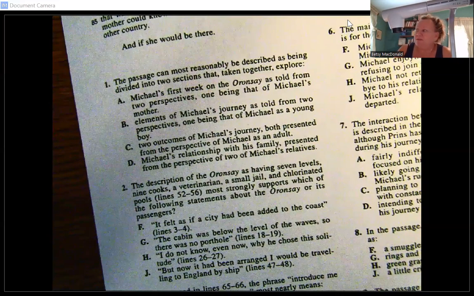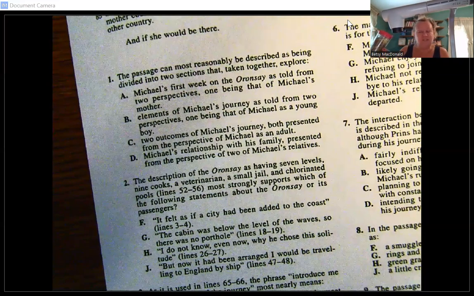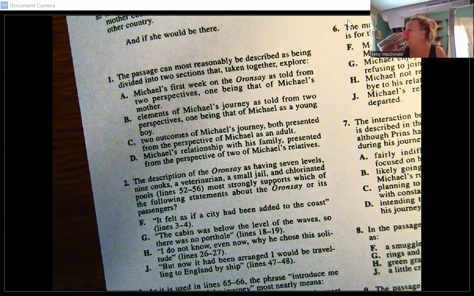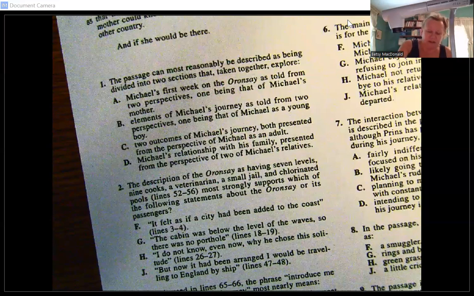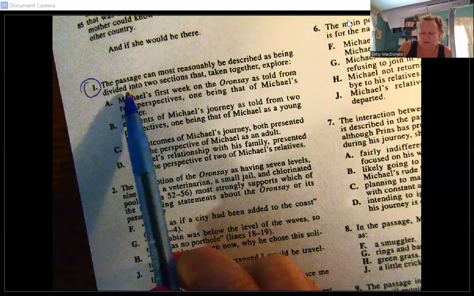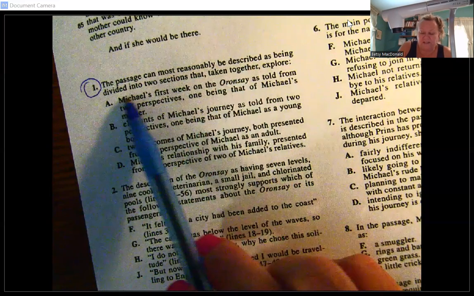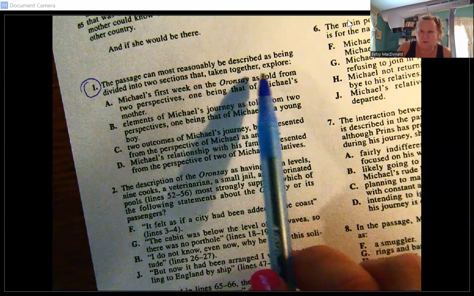Most of the time when we miss questions, about 73% of the time, multiple choice questions get missed because we do not clearly understand what the question is asking, or we did not answer what the question is. So my next thing to do is I go to question number 1. The passage can most reasonably be described as being divided into 2 sections that, taken together, explore what?